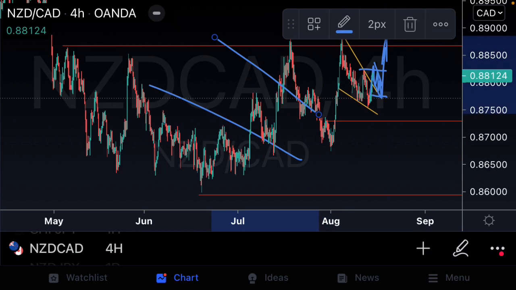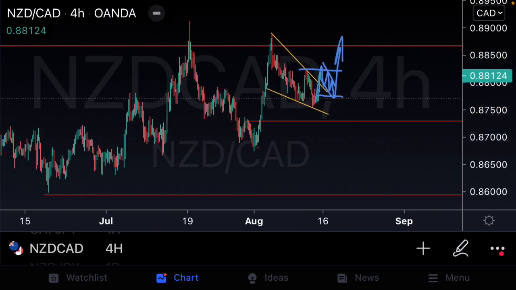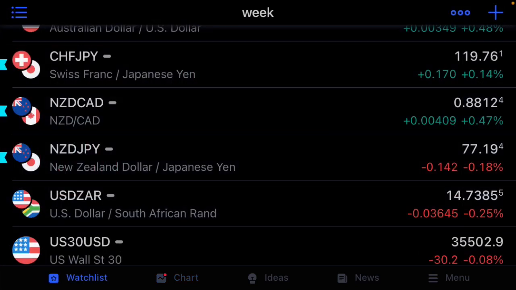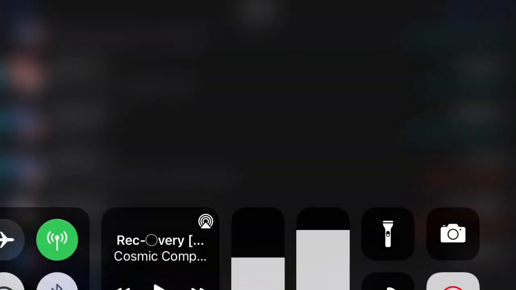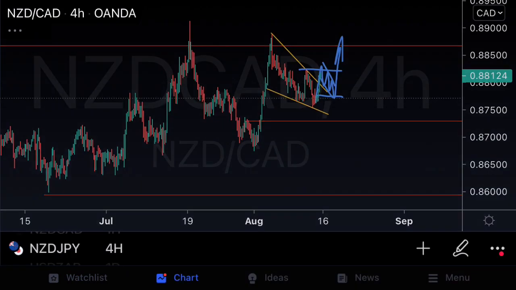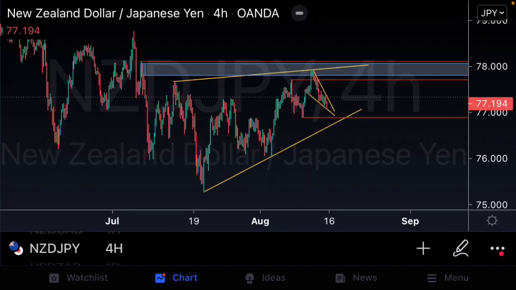So keeping correlation into account at all times, understanding that just because these pairs share a quote currency, which is the CAD, they can be and they are in some way positively correlated. So let's go on to the last pair that we are going to have a look at today, guys, and that is our New Zealand dollar JPY.